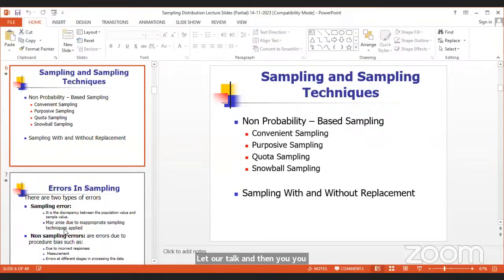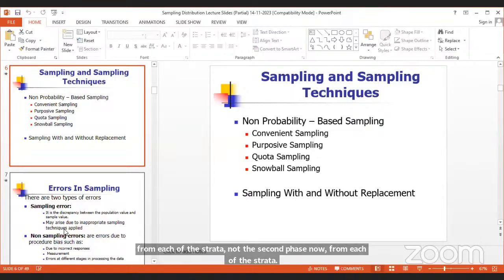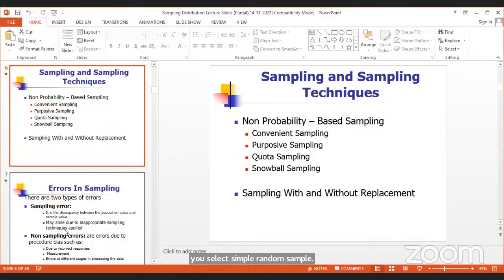Sir, please, you mentioned two types of stratified random sampling. I didn't get the second. It's in two phases. The first phase, you divide the population into strata, and then from each of the strata, that's the second phase now, from each stratum, you select a simple random sample. So what's your question?